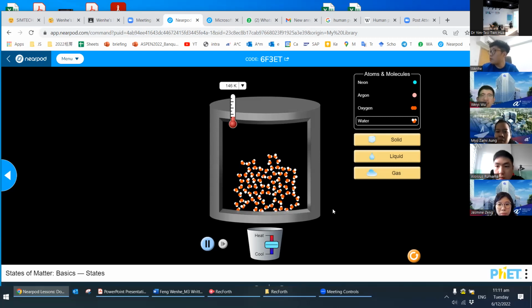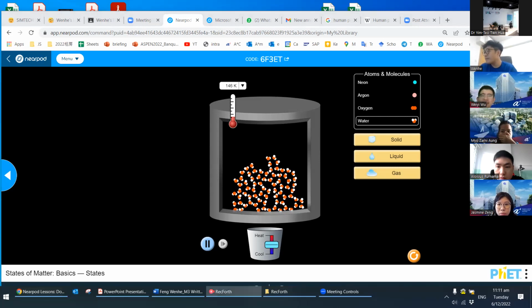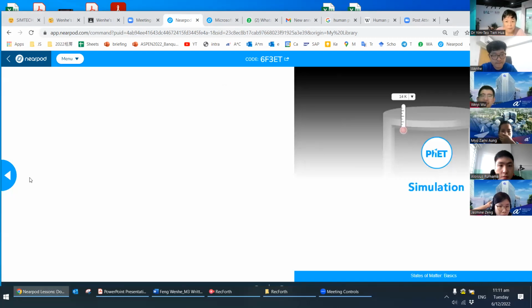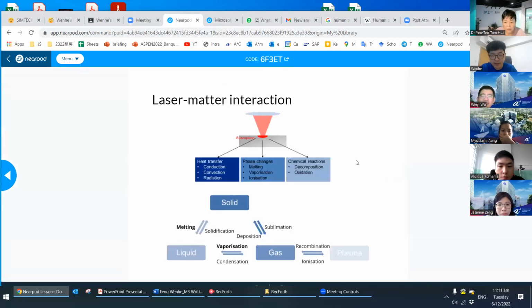Just confirming with you, can you... Yes, Dr. Im, I see you raise your hand. Can you reverse one slide? Yes, is there something wrong with the arrows? Yes, the vaporization should be pointing right and the condensation should be pointing to the left. That is my mistake. I'm sorry, and thank you very much for pointing it out.